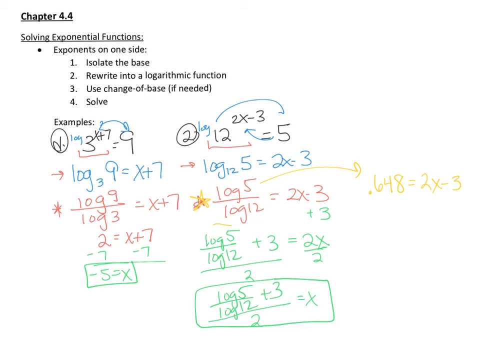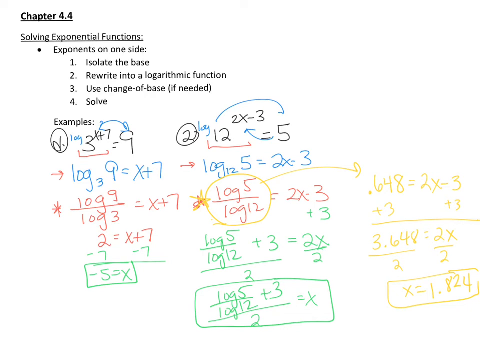So all I did is go type this into the calculator, get some decimal, and then continue to solve. I'd do the same process I did before. I'd add my 3, so now I'd have 3.648 equals 2x, and then I would divide by 2. So my answer would be x equals about 1.824. Depending on what my math lab asks me to do determines whether I'll actually type it in as we did here, or leave it in terms of log.